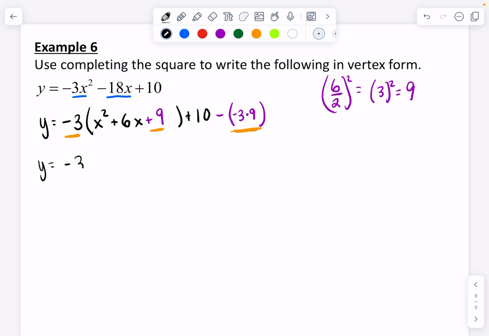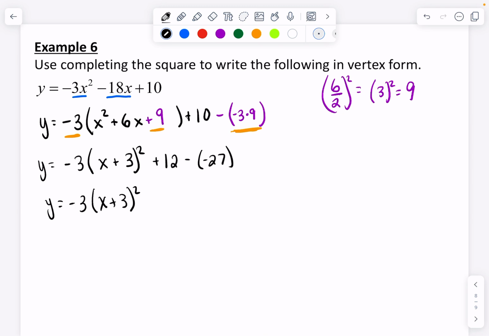So now we factor. This turns into (x plus 3) quantity squared. If you need to do this work, we have a minus a negative 27. Yeah, I'm showing all the steps, because why not? So I have a 12 minus a negative 27, that turns into a plus 39.